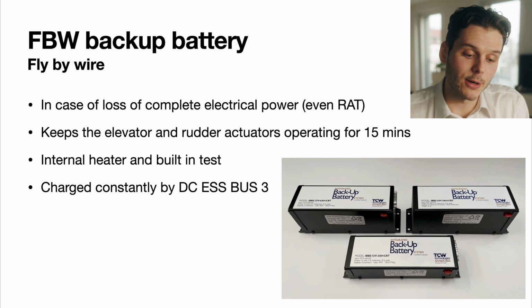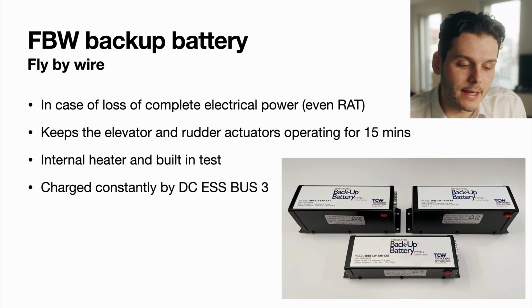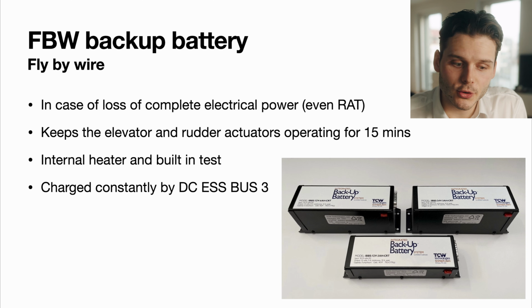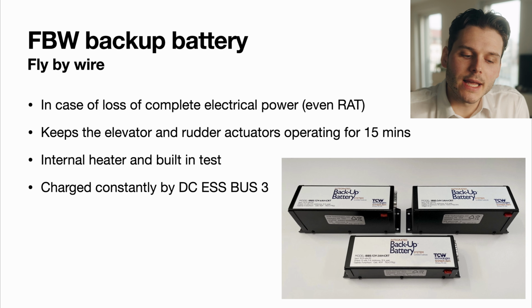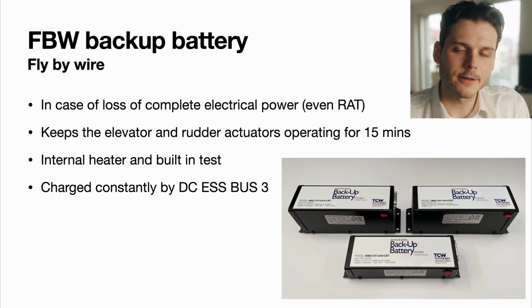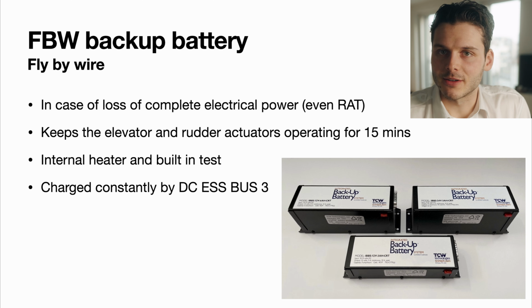So these are the fly-by-wire backup batteries. We have that in case of a loss of complete electrical power, even the RAT, and it keeps only the elevator, which is fly-by-wire, and the rudder, which is also fly-by-wire, operating for 15 minutes. The only thing which is not fly-by-wire on our aircraft is the ailerons. This is why it's not operated by fly-by-wire batteries, because in our Embraer 195 the ailerons are not fly-by-wire.